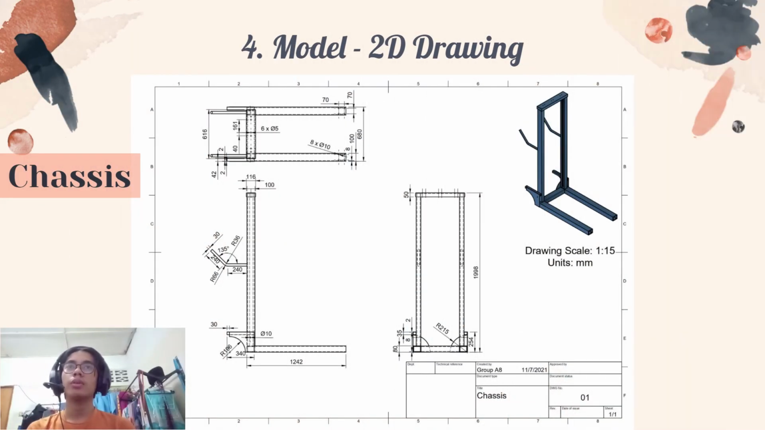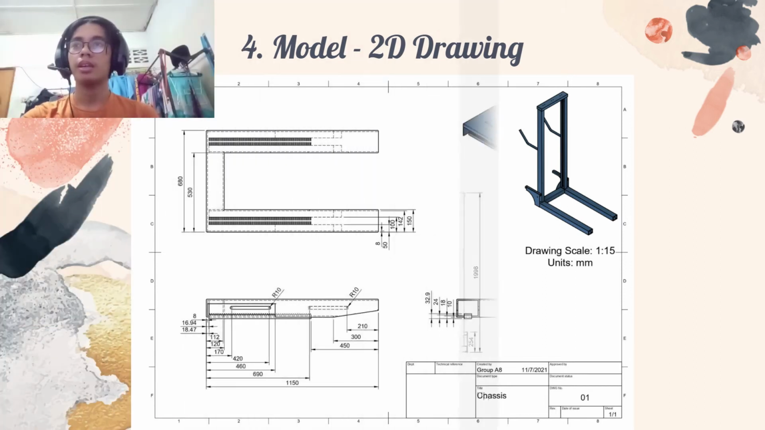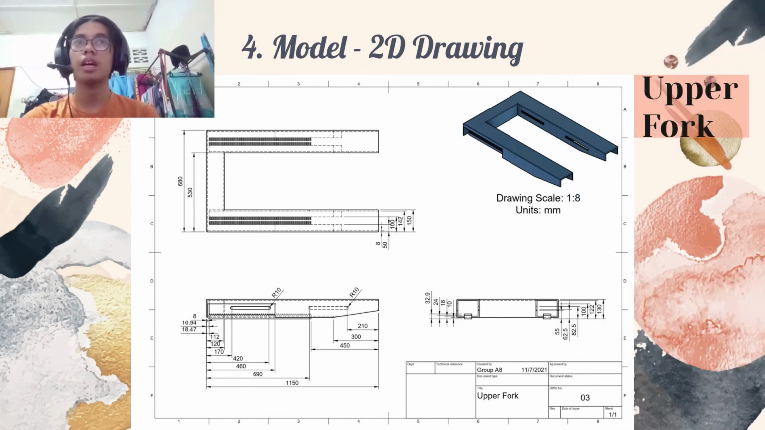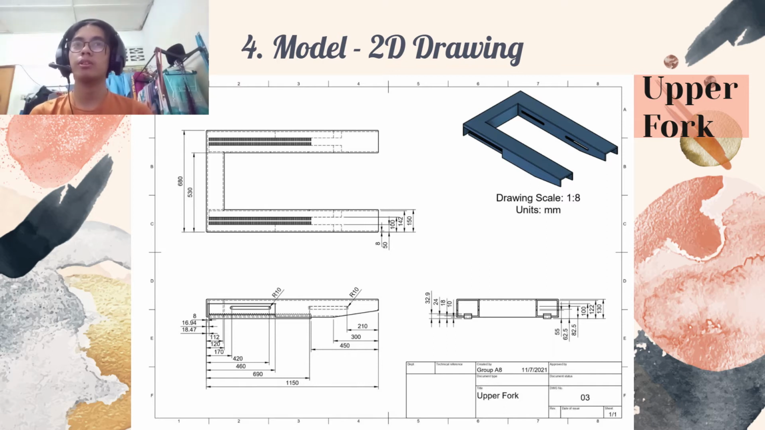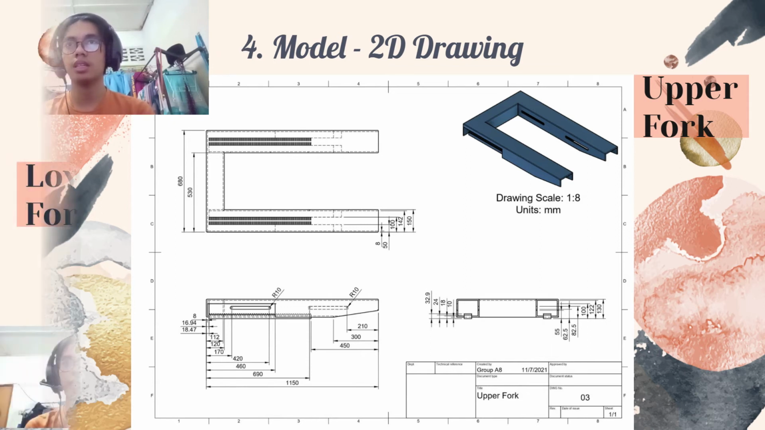Next, we go to our 2D drawing model. We start with the chassis. Here we have the dimensioning of our chassis, and we built it like this so that it can fit with other parts, and the chassis acts like a base for our forklift. And we move on to the upper fork of our model. We have put our rack in our upper fork so that it can work with our pinion, which is located in our lower fork, as we can see in the next slide.